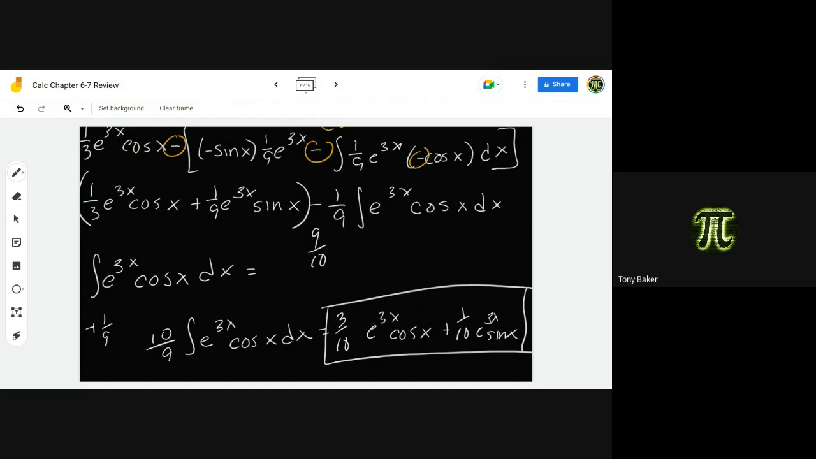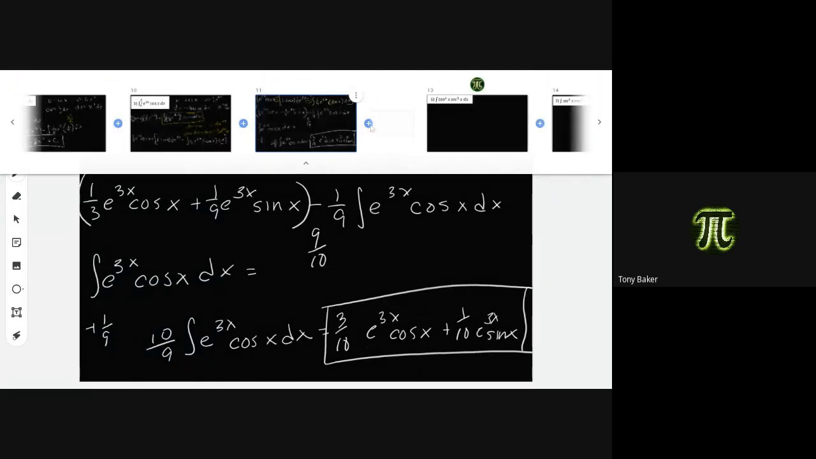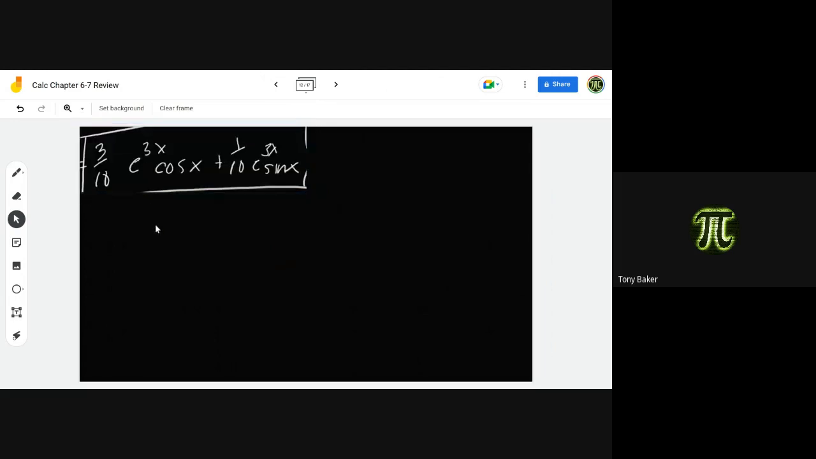And then we put in pi/3 to everything. This is why I make my reviews harder than my actual tests. All right, so we're evaluating this from 0 to pi/3. So I got 3/10 e to the pi cosine pi/3, which is 1/2, plus 1/10 e to the pi sine pi/3, which is square root of 3 over 2.